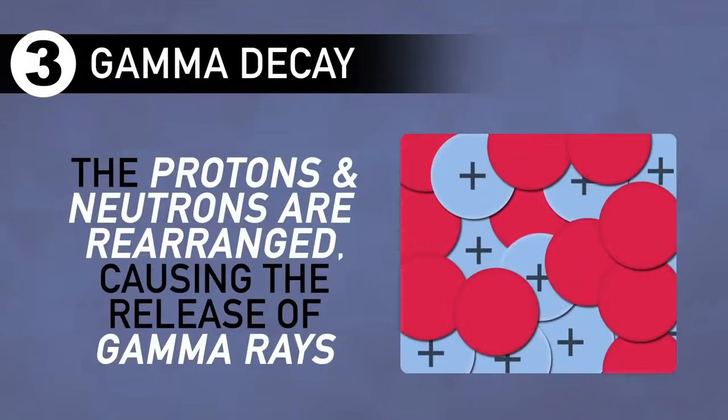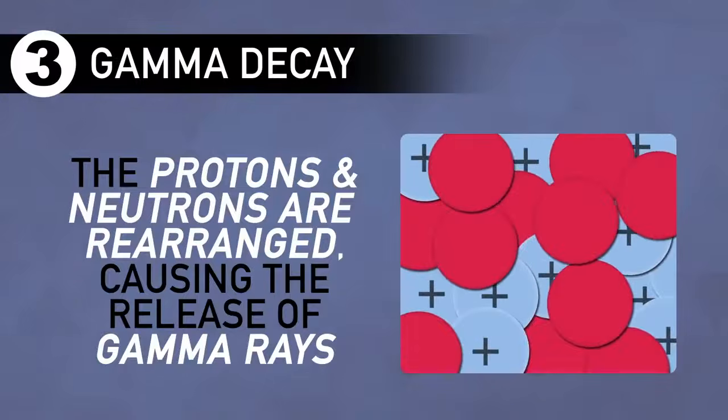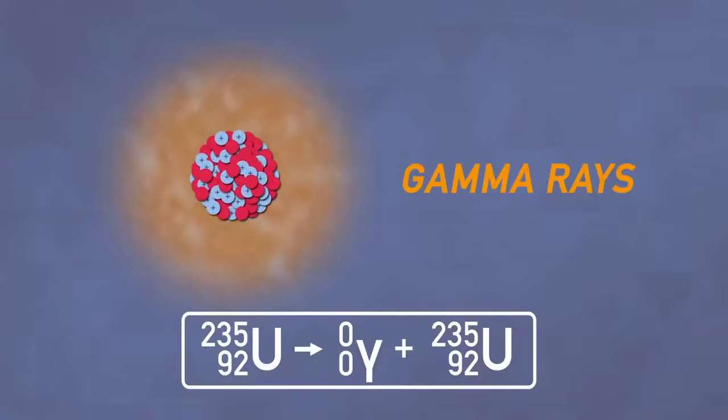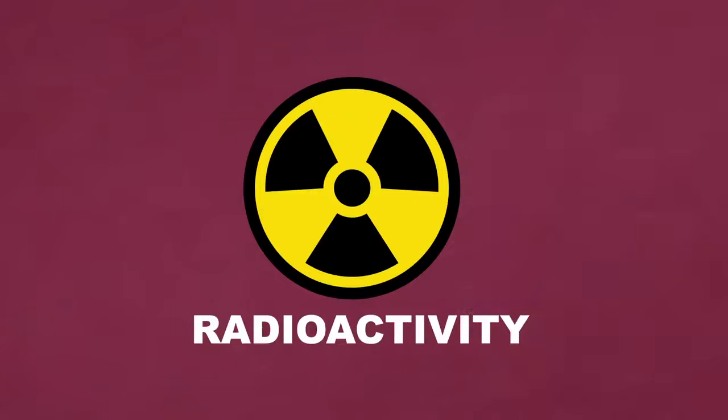Gamma decay is when protons and neutrons in the nucleus are rearranged to reduce the energy of an unstable atom. These rearrangements come with the release of energy in the form of gamma rays. This time, since the number of protons in the nucleus stays the same, no new element is formed. These spontaneous changes in nuclei are known as radioactivity.